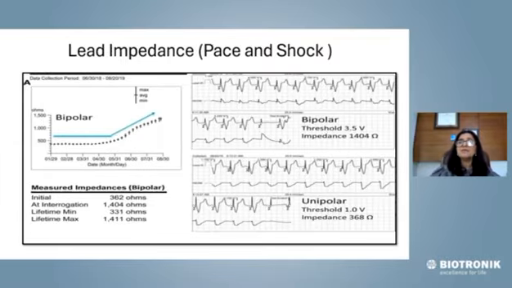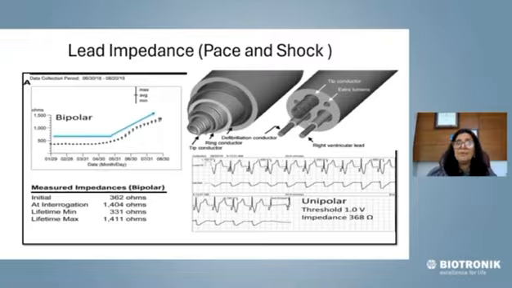Lead impedance, I told you, if there is a change of more than 30% in the lifetime of a lead, it is alarming. But look here what has happened. There has been a sudden increase in the impedance. Look at the bipolar threshold. It is 3.5. It is unacceptable. You want a bipolar threshold typically to be around 0.5, 0.75. You don't want it to be 3.5. Look at the lead impedance. It's 1400 ohms. However, the unipolar threshold and impedance are fair. So let me show you why this happens.